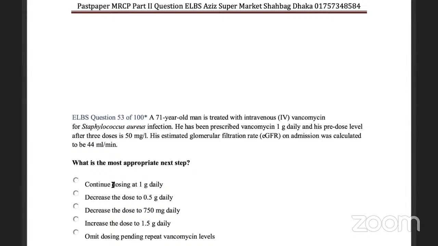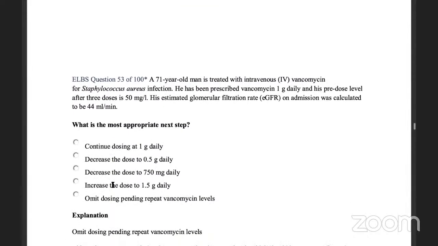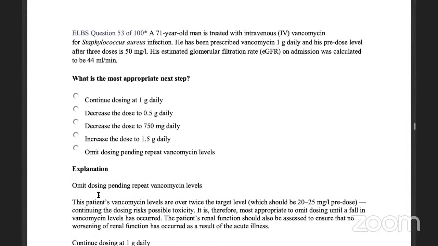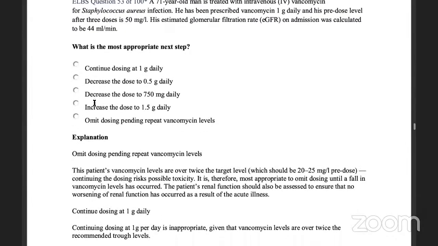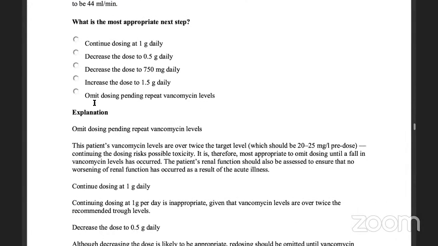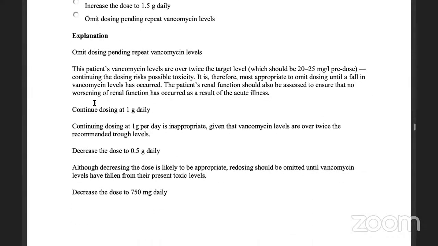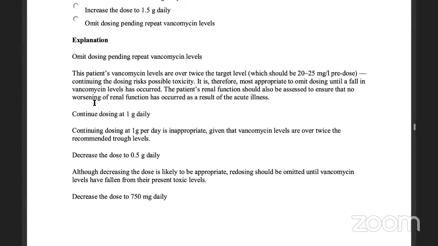Number two, I think, half, decrease? The level is higher, due to her GFR being low, no? The level is 50. The pre-dose level should be within normal, 20 to 25. If it is high, you go up, so the dose is given. Yes, okay, the pre-dose level.